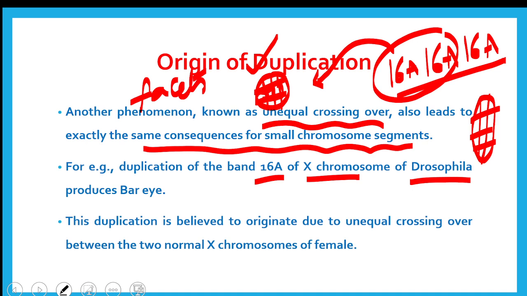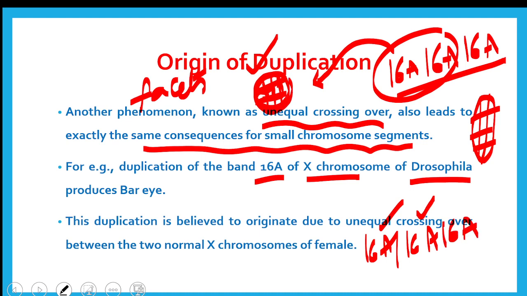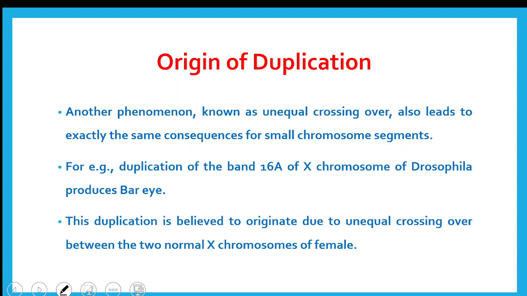In a normal eye with the 16A configuration, on one chromosome there is one gene, and on the other chromosome another gene, because it is diploid. Here the compound eye is normal. When this portion is duplicated, what happens? The shape becomes narrow and oblong. At the same time, the number of facets also decreases.